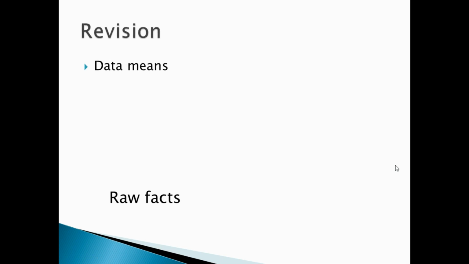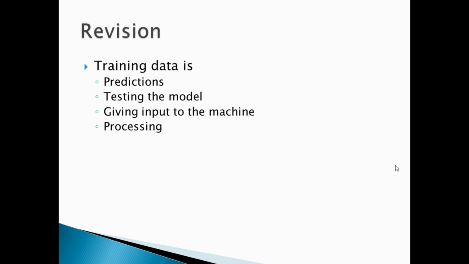Data are the raw facts. Training data is used for predictions, testing the model, giving input to the machine for processing. So, training data is what we give as input to the machine initially.